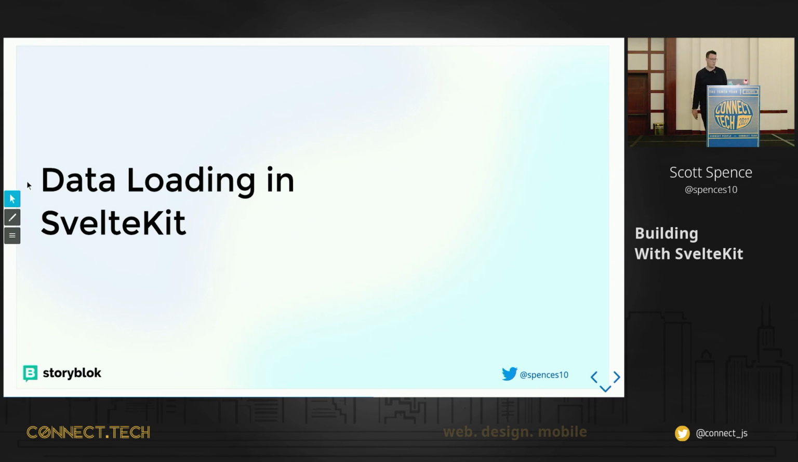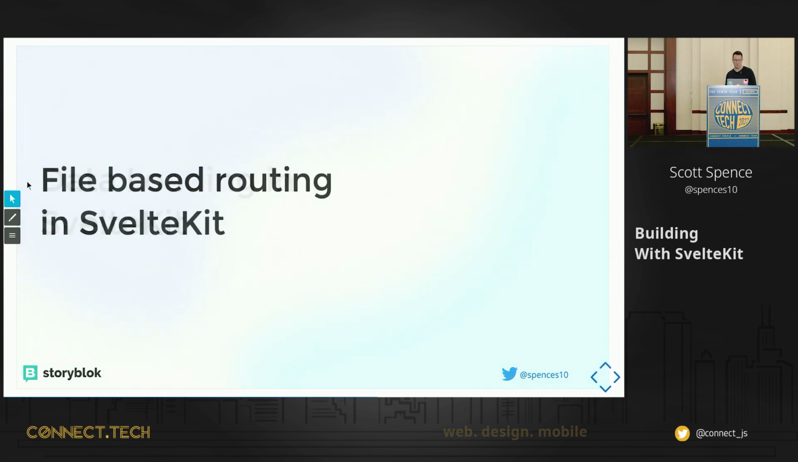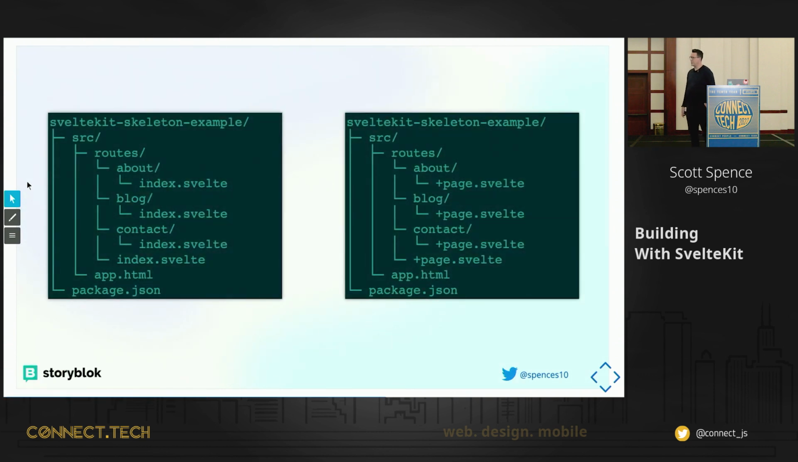All projects need to have data from somewhere, unless you're just doing a static site. So we'll take a look at data loading in SvelteKit, but before we do that, let's take a look at file-based routing. And if you're familiar with Next.js, let's say, this sort of layout might look familiar. The one over on the left, this is how things used to look before the release candidate phase happened in SvelteKit in September.